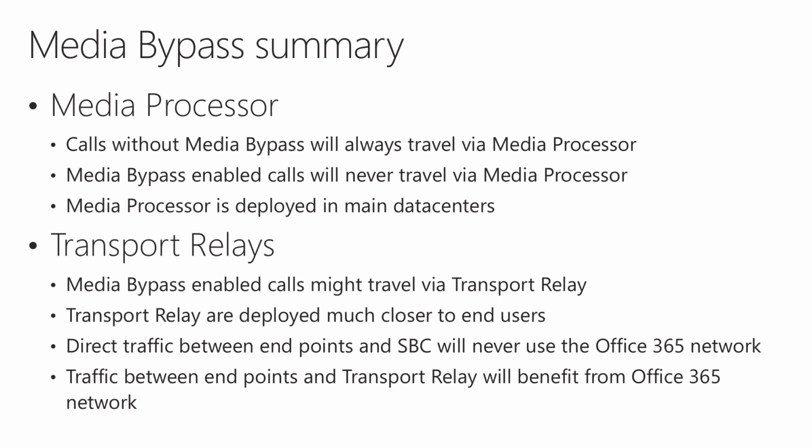On the other hand, the transport relays, which function as relays. If media bypass is enabled, the call might travel via the transport relay, depending on whether the user can connect directly to the SBC or not. The transport relays are deployed all over the world, much closer to the end users and to your data centers. If users can send traffic directly from their client to the SBC, the traffic will never use the Office 365 network.